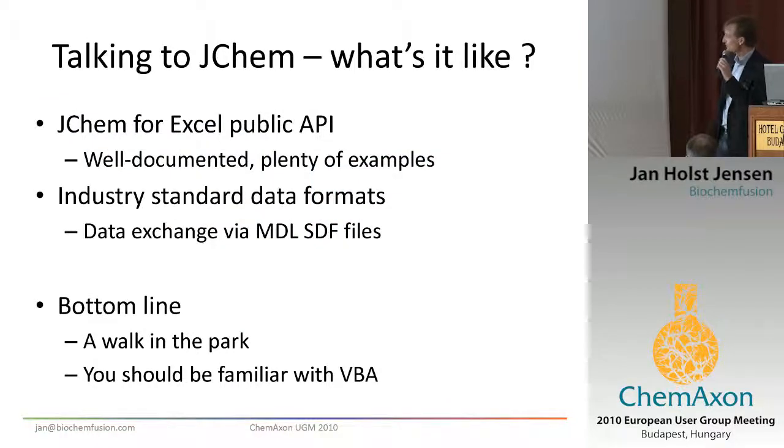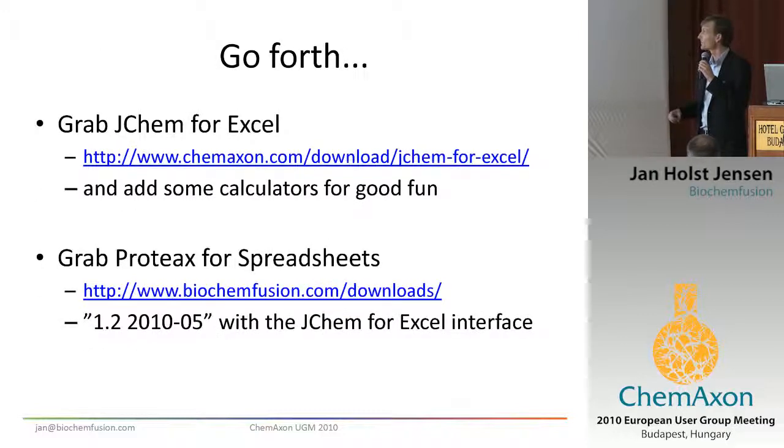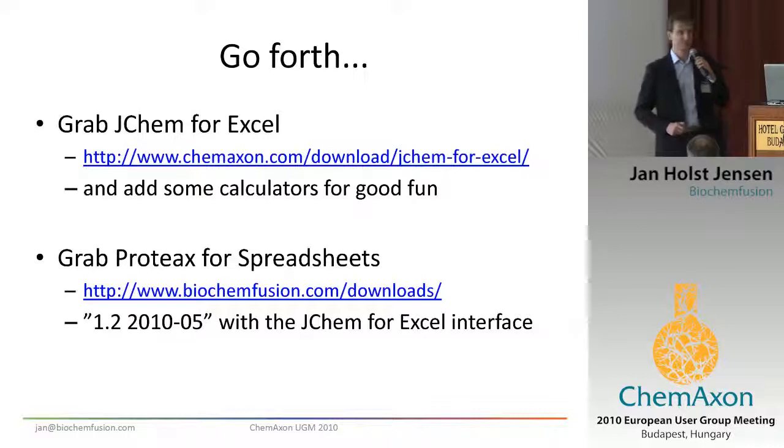So just to sum it up, my experience with getting things into JChem for Excel was very pleasant. It's very easy to use these APIs, and if you can export your data into something that's industry standard, then it's very easy. So if you can code a little bit in VBA, it's a walk in the park. So I'd just say, go and grab these excellent products and try it out. Grab JChem for Excel, grab Proteax for spreadsheets. Just got a new release out this Sunday that has the interface built in for JChem for Excel. And come and see the poster, the tallest one.